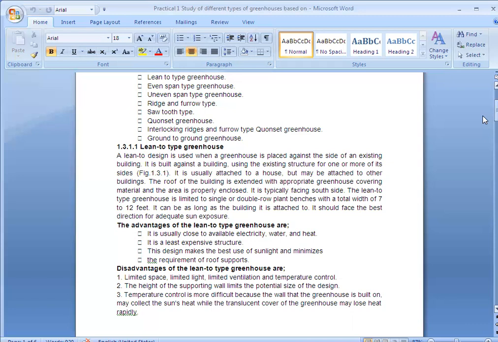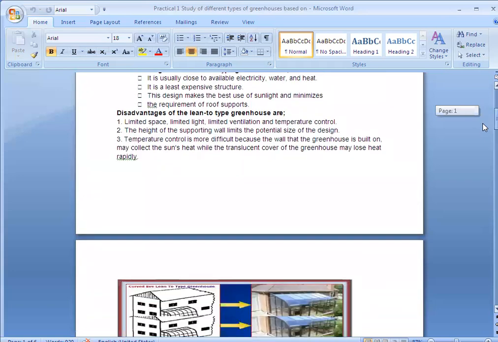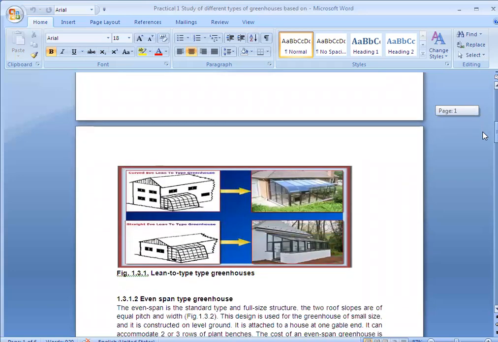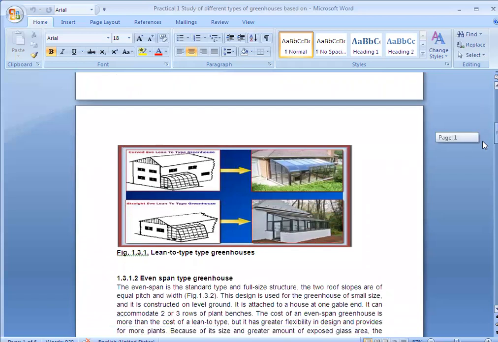And second, the disadvantages of lean-to type greenhouse are limited space, limited light, and limited ventilation and temperature control. The height of the supporting wall limits the potential size of the design, and temperature control is more difficult because of the wall that the greenhouse is built against. And this picture shows a lean-to type greenhouse attached with a building.